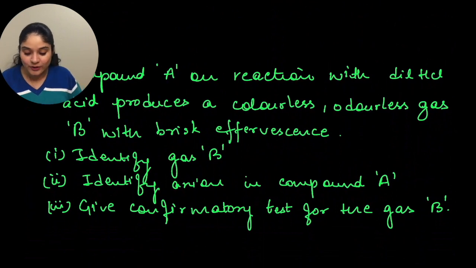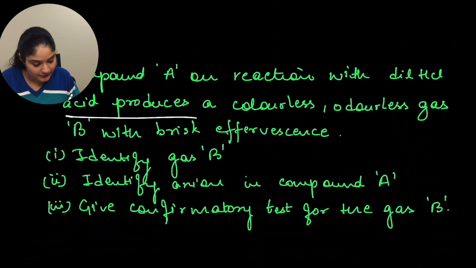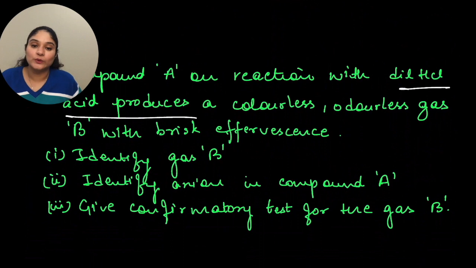Let's move ahead to question number 22. Compound A on reaction with dilute hydrochloric acid produces a colorless, odorless gas B with brisk effervescence. Identify the gas B. The gas will be carbon dioxide. Then they are saying identify the anion in compound A. That will be carbonate.